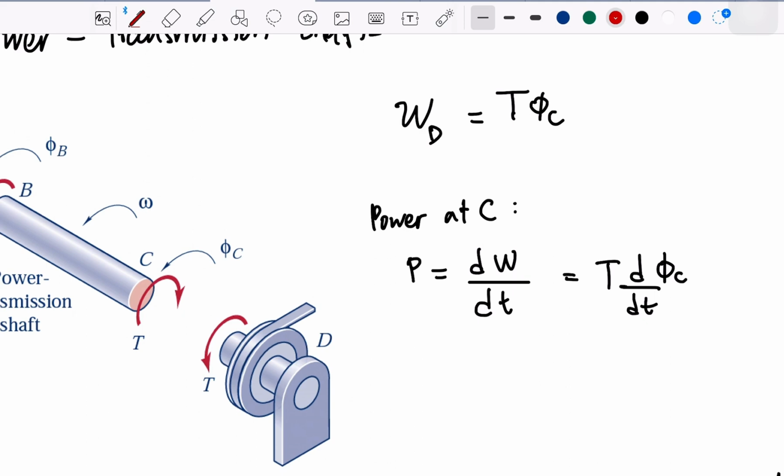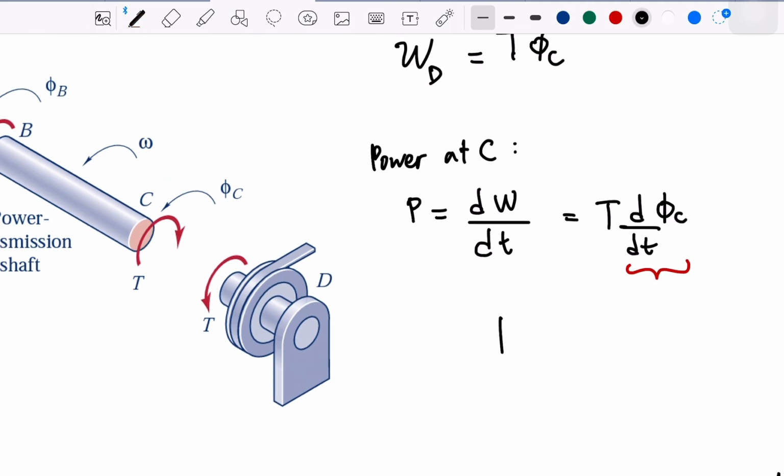And this part here is our angular speed, right? Angular speed. So we have some angle, we have dt. If we take that into our definitions, P equals torque multiplied with the angular speed or angular velocity. This is power, this is torque.